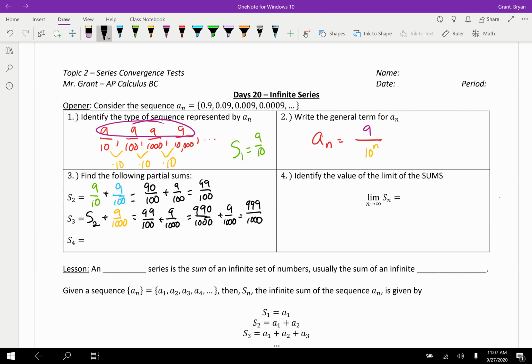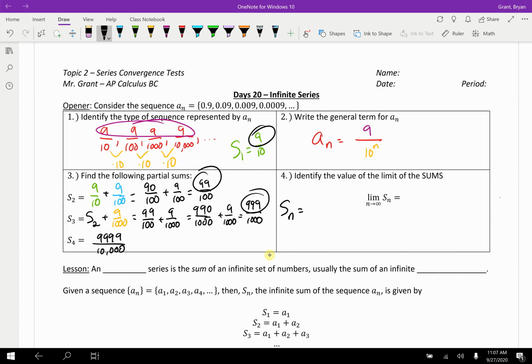My guess is that you can already see the pattern here. You could probably figure out what S sub 4 is. I'm pretty confident it's going to be 9,999 ten thousandths, just based on this pattern every single time. Now, if we can write a pattern for this, then we could actually write a formula, a general term for S sub n.